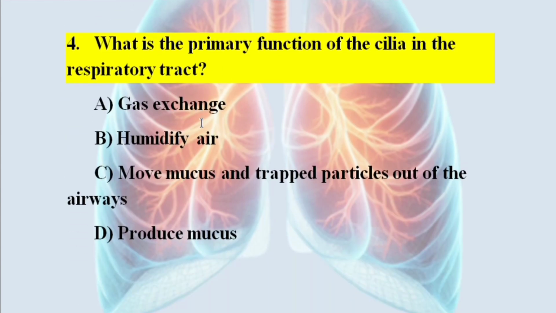What is the primary function of the cilia in the respiratory tract? Alpha, gas exchange? No. Beta, humidify air? No. Charlie, move mucus and trapped particles out of the airways? Yes. So here the right option is Charlie.